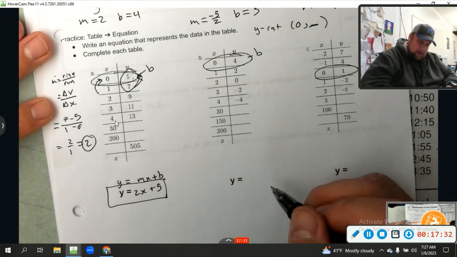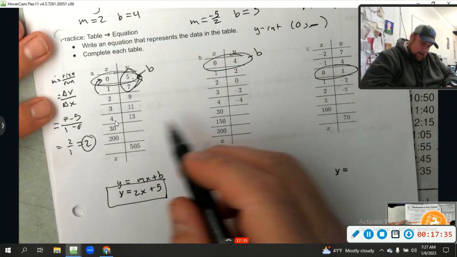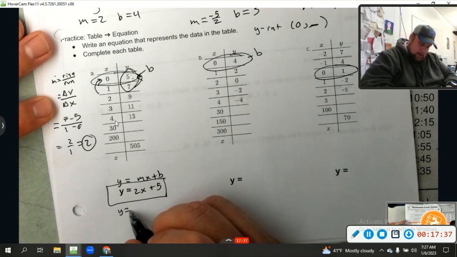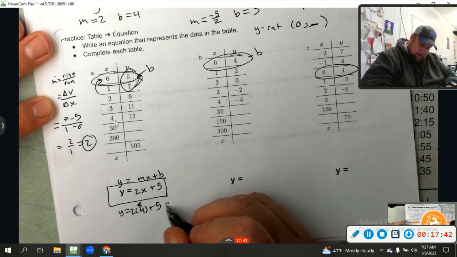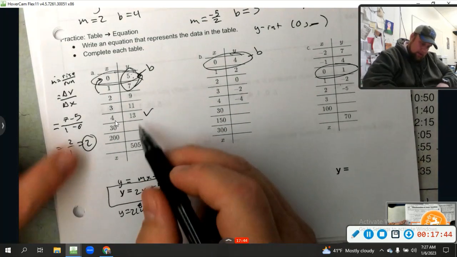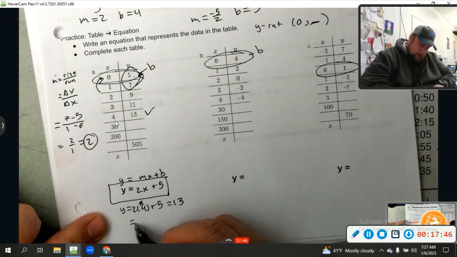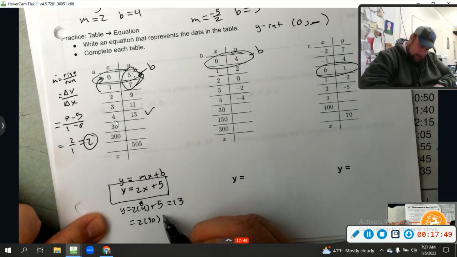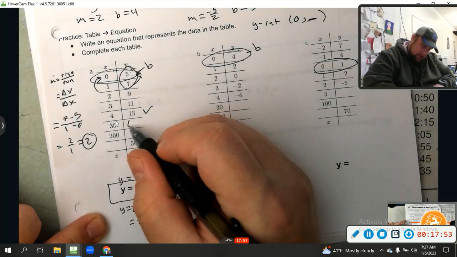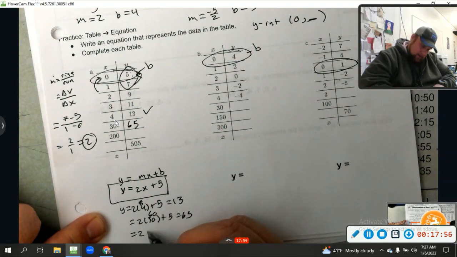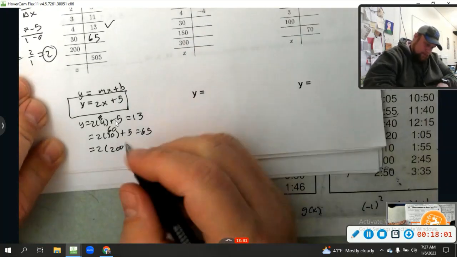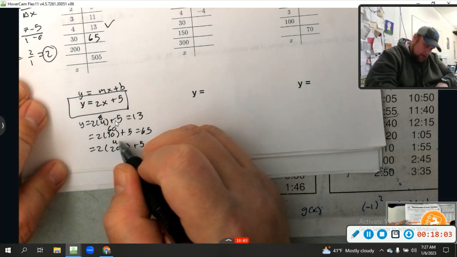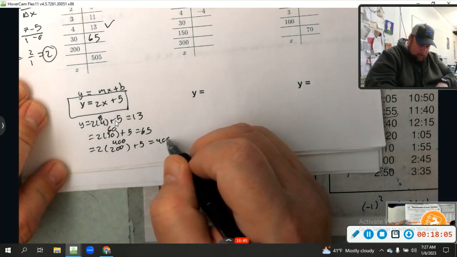That is it. Let's test it out. Y equals 2 times 4 plus 5, which that's 8. 8 plus 5 equals 13. Check, it works. So let's fill in 30. So equals 2 times 30 plus 5, which is 60, plus 5 equals 65. Equals 2 times 200 plus 5, which is 405.